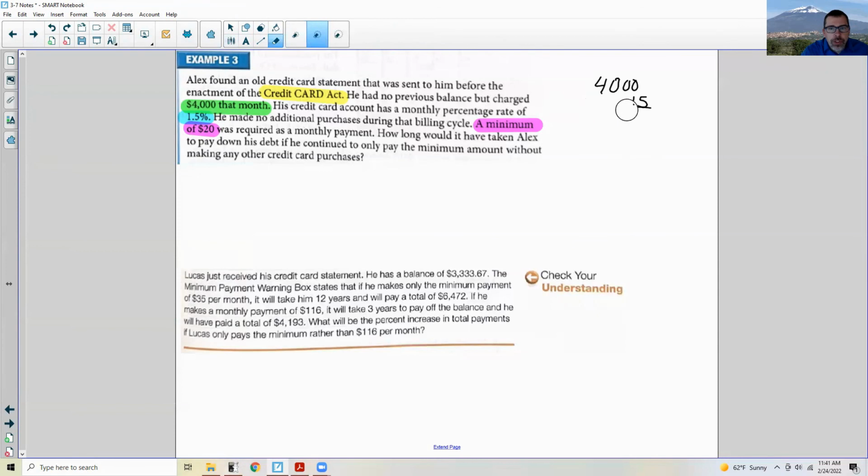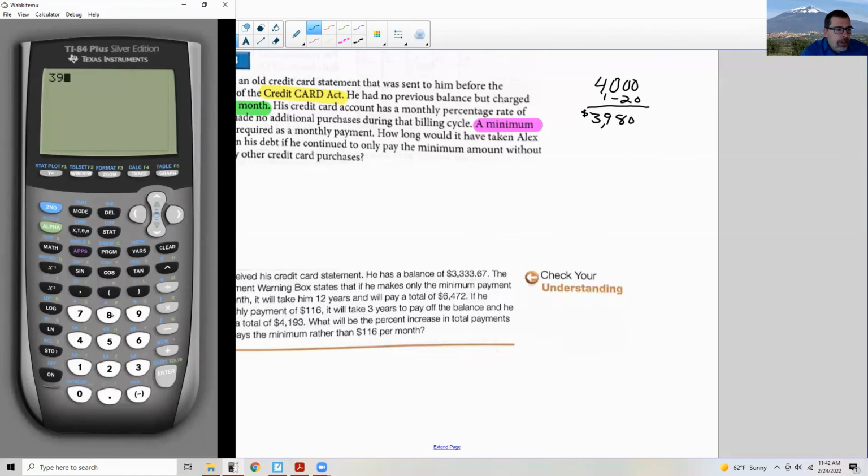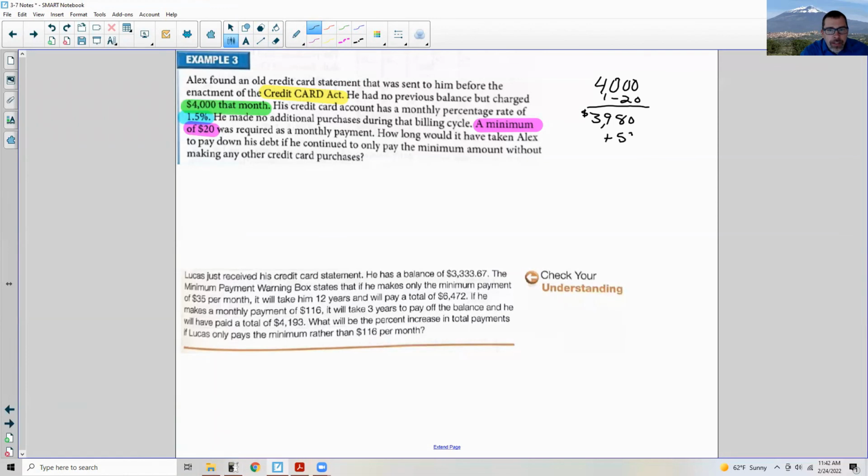Let's do that first. So he charges $4,000. He gets a bill and he pays 20 bucks. So we're going to subtract 20 from that 4,000. So his new balance is $3,980. Now we take that 3,980 times 1.5%, which is 0.015, and it's $59.70 interest. So I'm going to add $59.70 to this $3,980. And my new balance is going to be $4,039.70. So as you can see, his balance went up. Ay caramba.